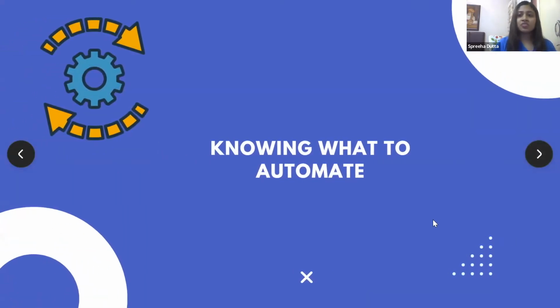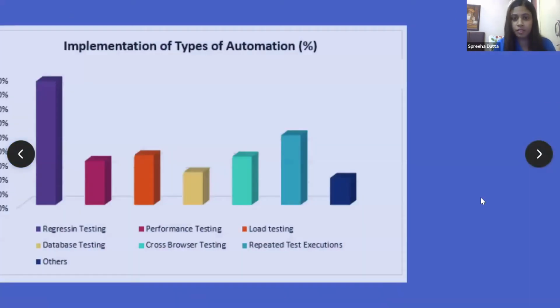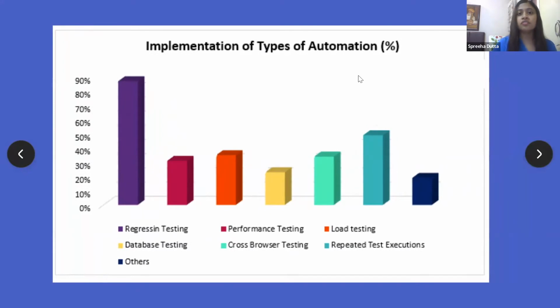Okay, so the first point is knowing what to automate, which we've already discussed, what it is that you need to automate, the workflows and all that. So I'll just go to the next slide now. Here we have a slide on the implementation of types of automation. The most popular type, as you can see, I'm pointing my cursor there now, is regression testing. 90% of the automation suites are linked with regression testing.